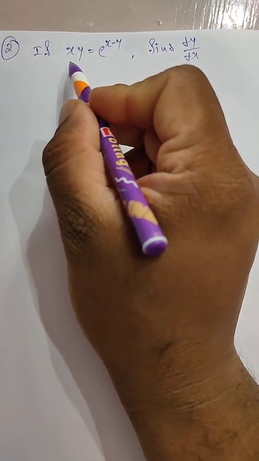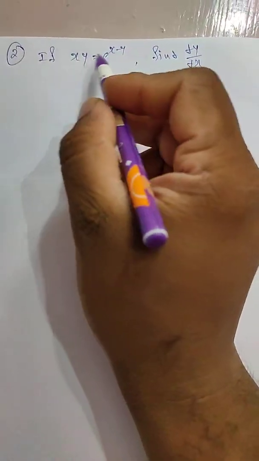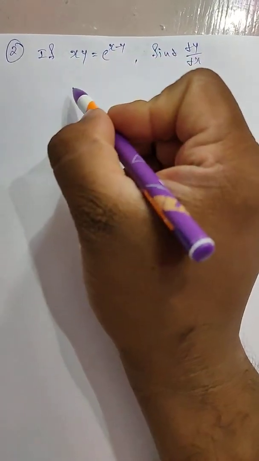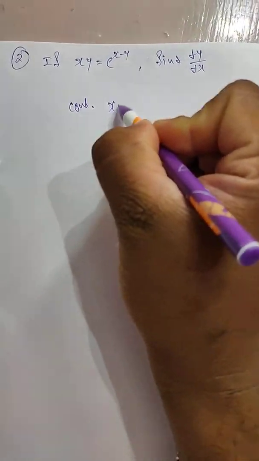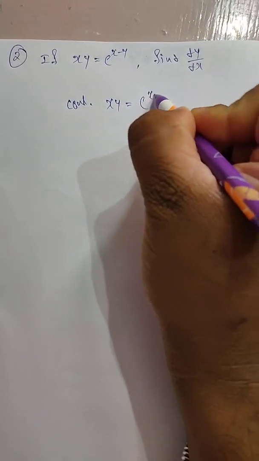The next problem is if x to the power of y is equal to e to the power of x minus y, find dy by dx. So this is the next problem. Here we can't differentiate this function directly once again. So here function to the power of function is there. Consider x to the power of y is equal to e to the power of x minus y.